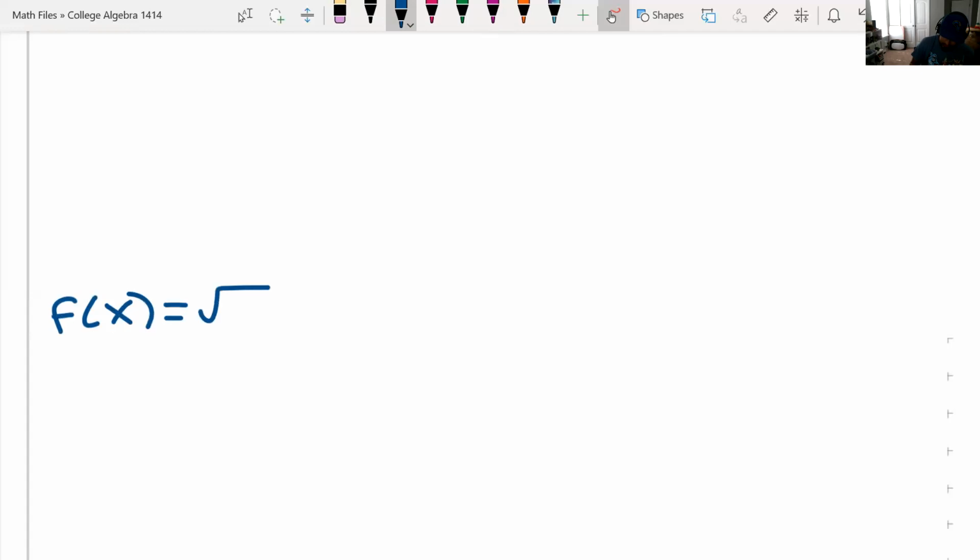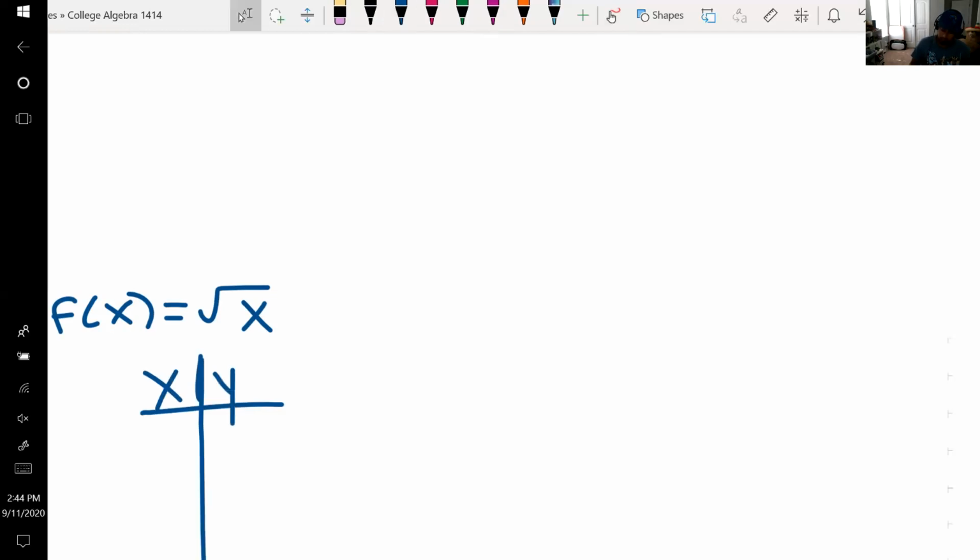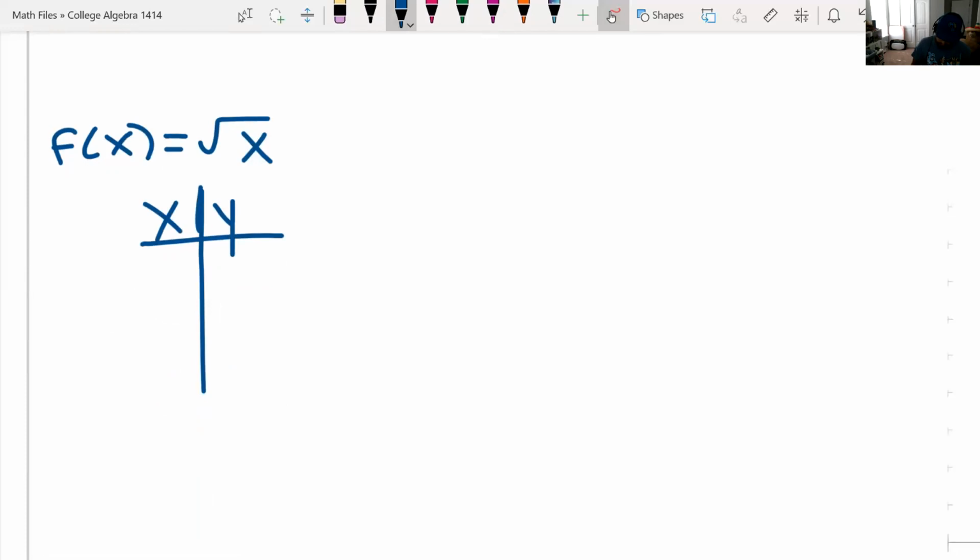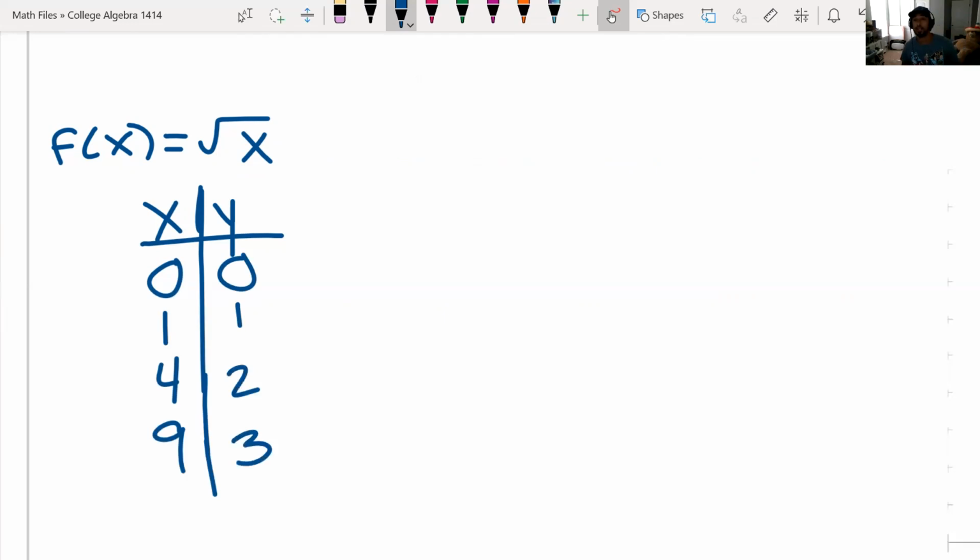f of x is the square root of x. So my xy chart. Let's pick some numbers for the square root. And this one should be simple because we know we can only choose perfect squares greater than or equal to 0. So we start with 0, 1, 4, 9. That's all we're going to need. Square root of 0 is 0, 1 is 1, 4 is 2, 9 is 3.